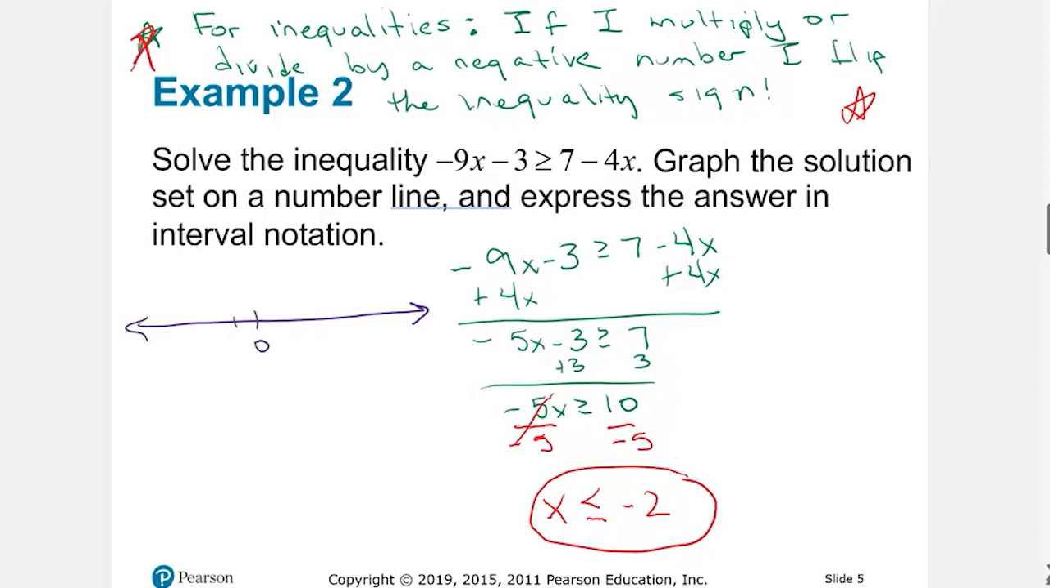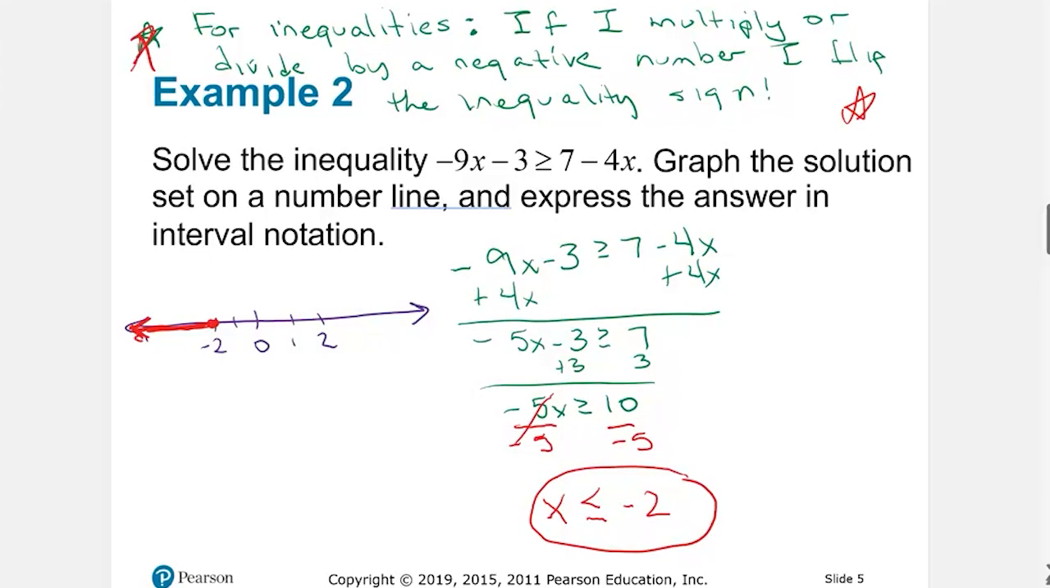So here's negative 2 over here. And this will be 1, 2, and so on. And less than or equal negative 2. So I would put a closed circle because we're including negative 2. And then since it's less than, it has to go to the left here. So this would be the graph of x is less than or equal to negative 2.